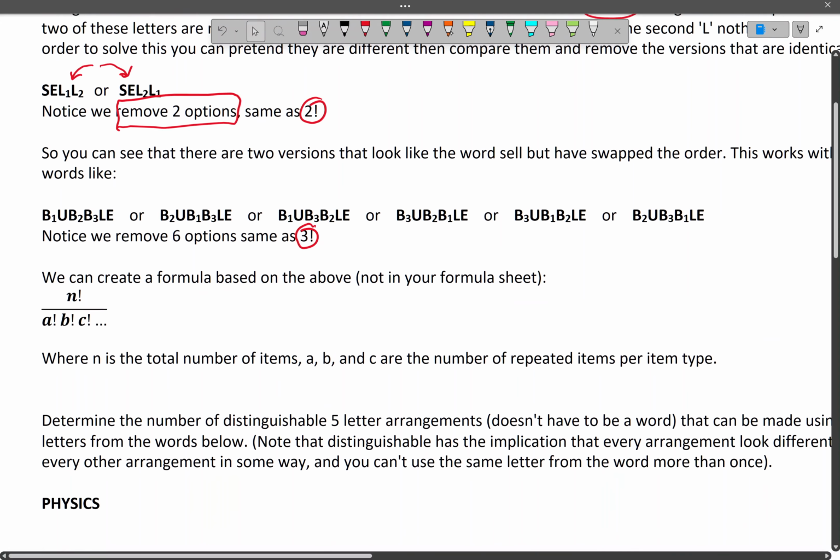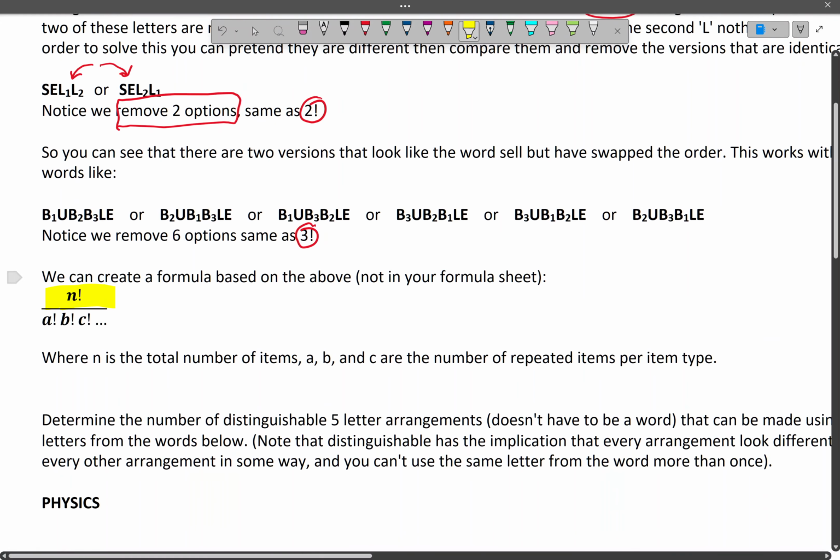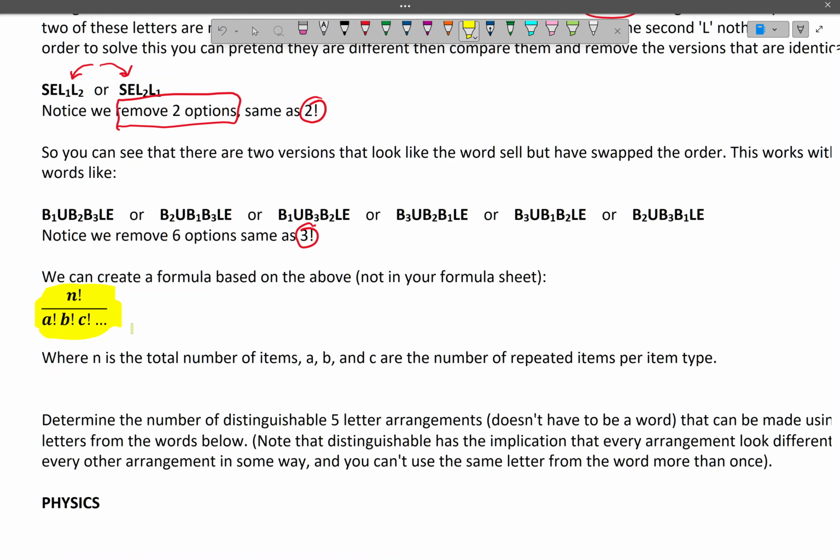Now, this is the formula we're going to use. It's n factorial over a factorial times b factorial times c factorial, etc., showing that this doesn't have to have 3 items in the denominator. It could have more, it could have less. But this formula is not in your formula sheet. So I recommend you just memorize this.